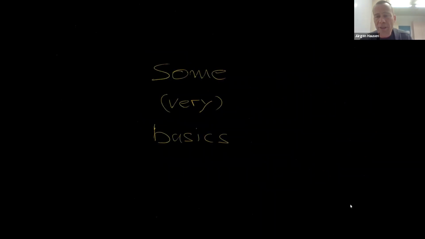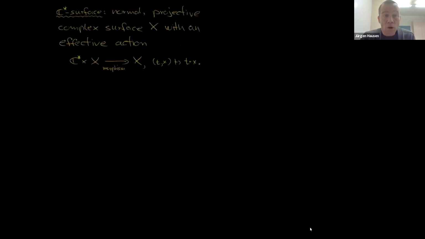And I begin with some very basics because it's not so clear to me how much you know about C-star surfaces. In this talk, a C-star surface means a normal projective complex surface X with an effective action of the multiplicative group C star, a morphic action, and the action of t applied to x is just denoted as t dot x.